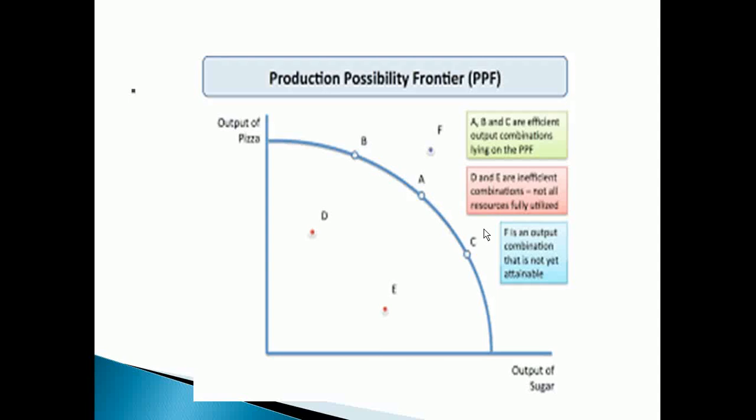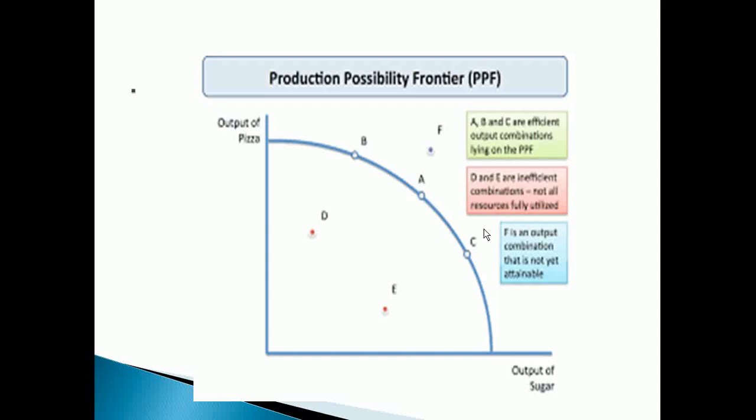Point F is an unattainable or impossible point because an output combination cannot be obtained at that point. It is beyond the resources that are available. So it is referred to as an unattainable point.